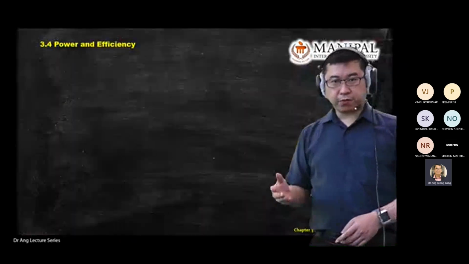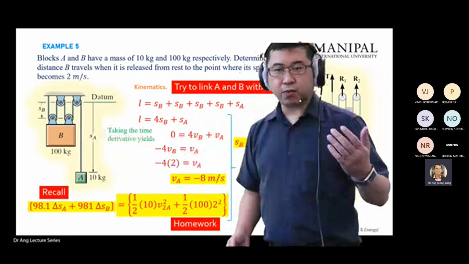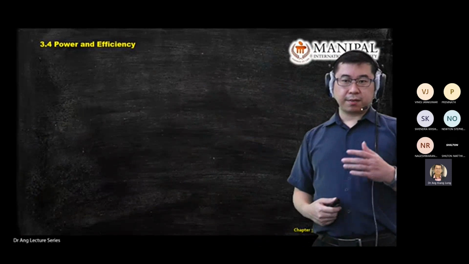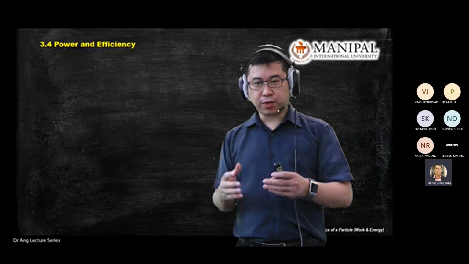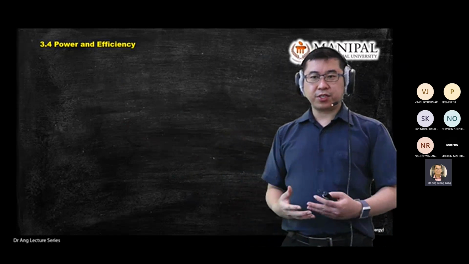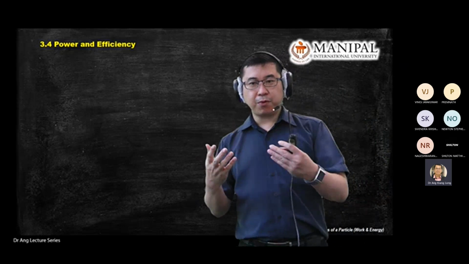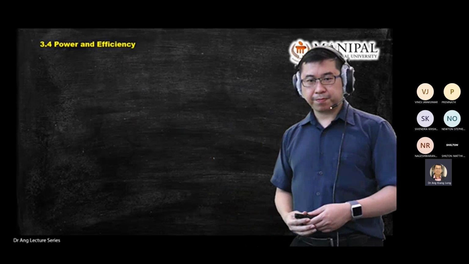Okay, we move to a new section. We have done with work. Now we deal with power. Power and efficiency. Why do power and efficiency link together? Because efficiency always measures what is going out against your input. Output divided by input, you get efficiency.